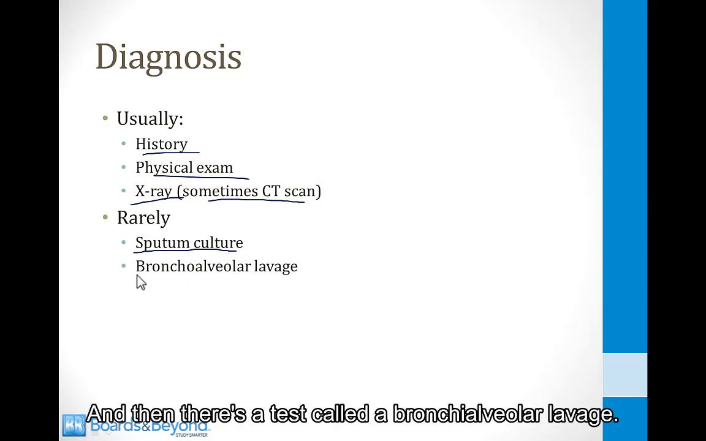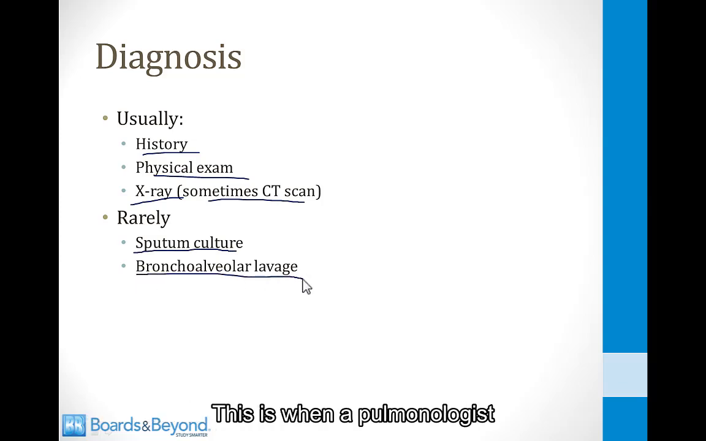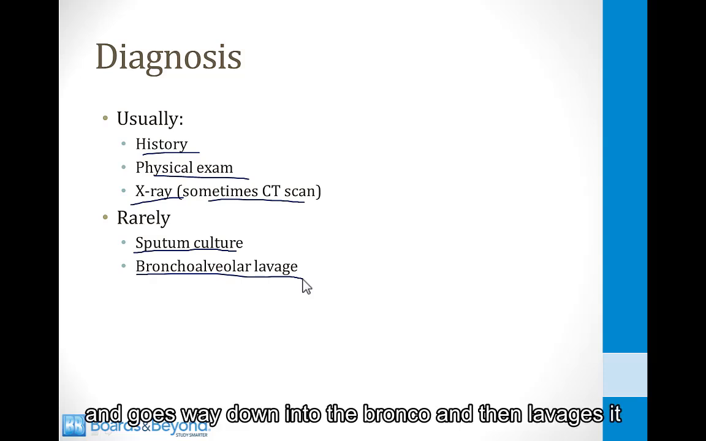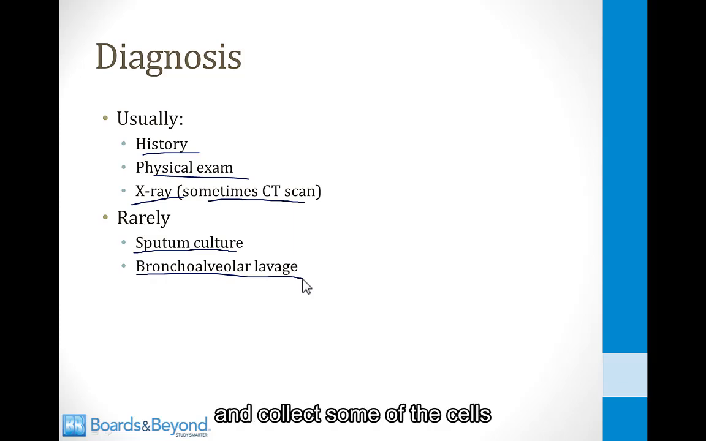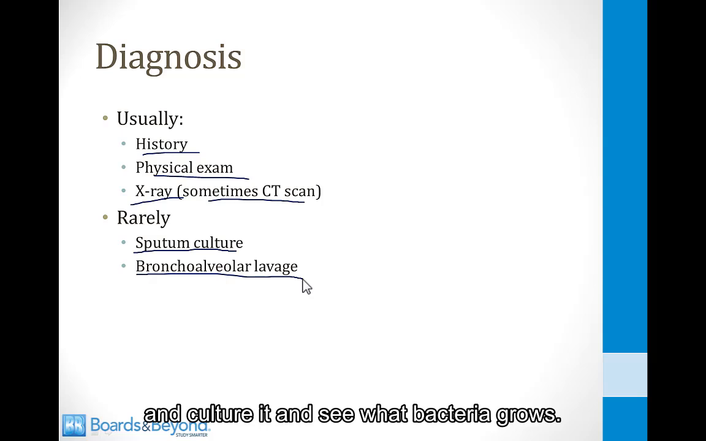And then there's a test called a bronchoalveolar lavage. This is when a pulmonologist inserts a camera into the lungs and goes way down into the bronchi and then lavages it with a liquid solution and collects some of the cells. And then you can send it to the lab and culture it and see what bacteria grows.